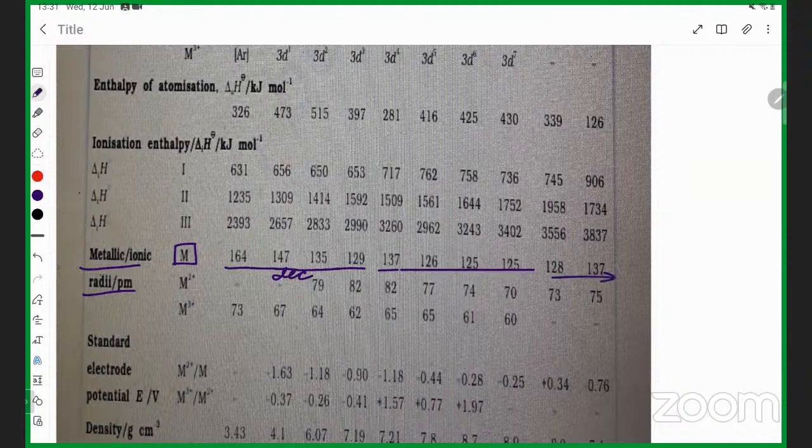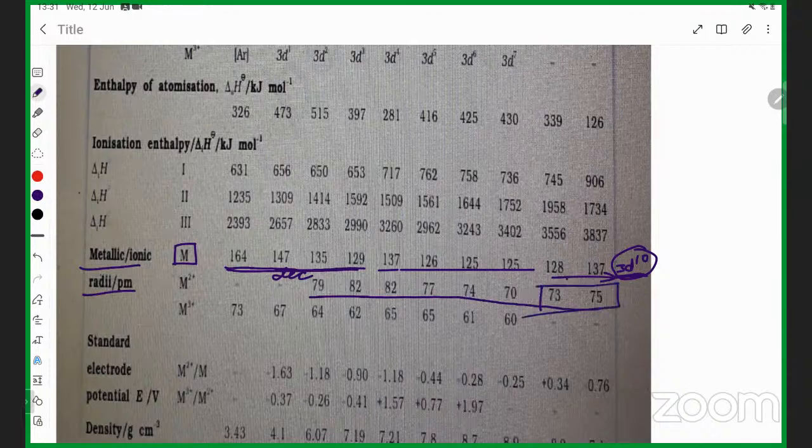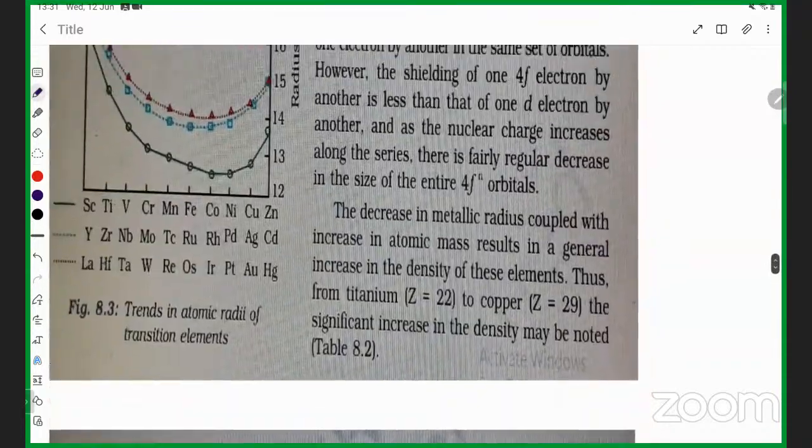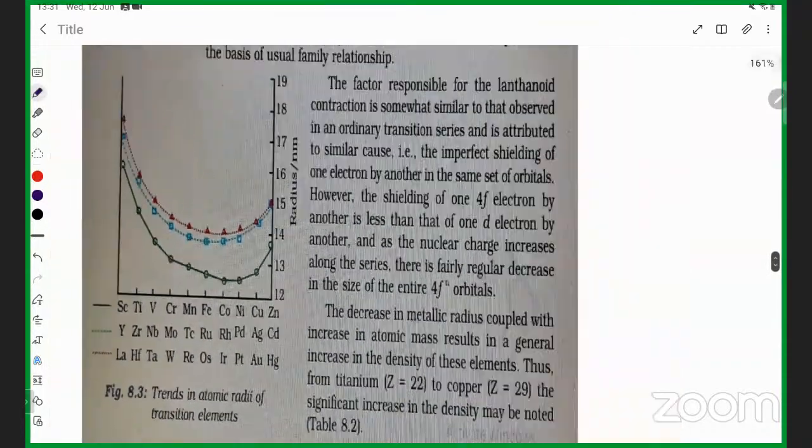Increase means what? Zinc has a 3d10 configuration now, so there is repulsion. Repulsion means increase in the radii, even as nuclear charge increases. Similarly, if you go to ionic radii, you will find it increases a little bit, then decreases, and at the end it increases. Similarly, these decrease. So atomic radii do not have a proper trend.